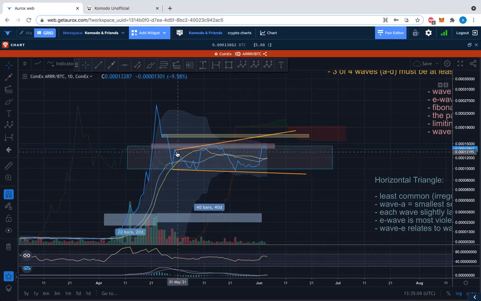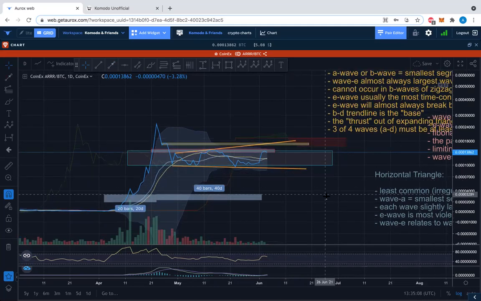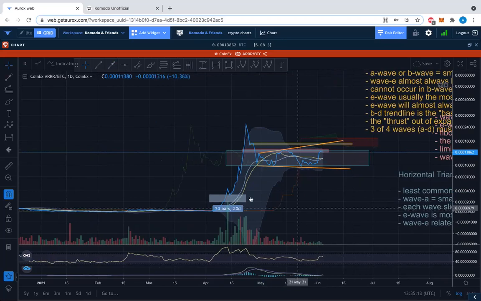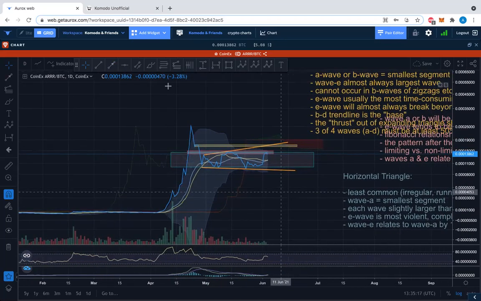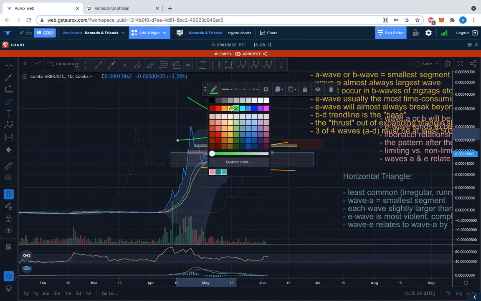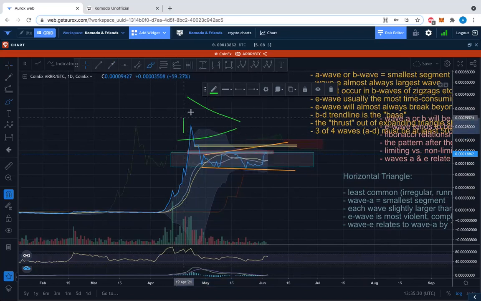So this is where we're thinking here. Okay, so now this is a bit about triangles and then about expanding triangles. So firstly, about triangles. Triangles usually are contracting, or at least we tend to see them as contracting. And basically the price action kind of touches it and touches it and touches it and touches it.